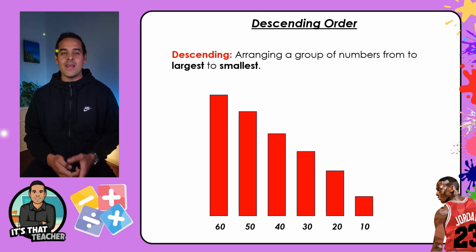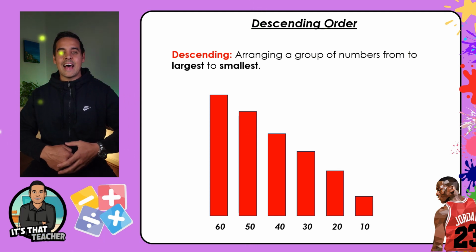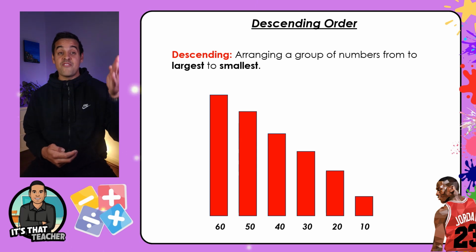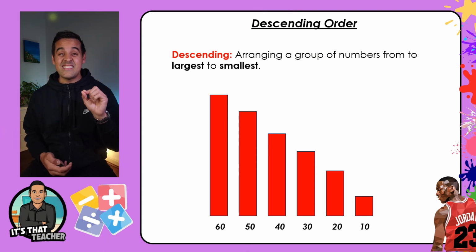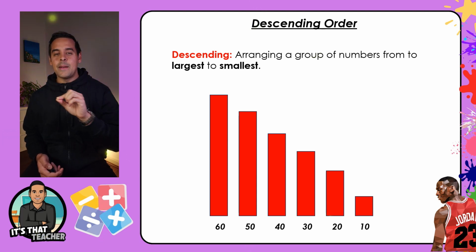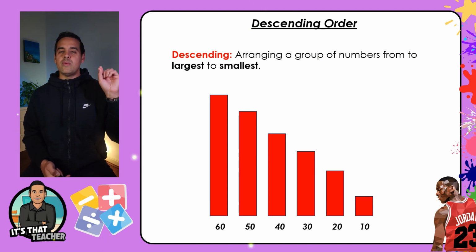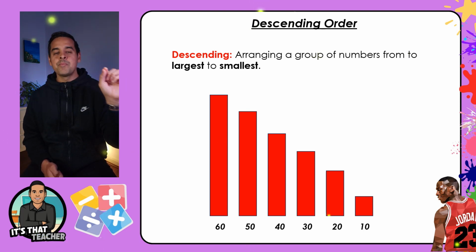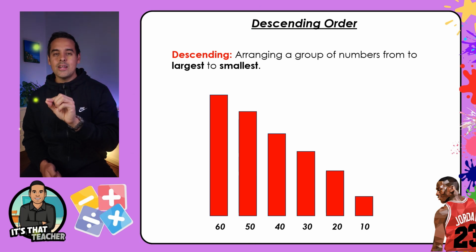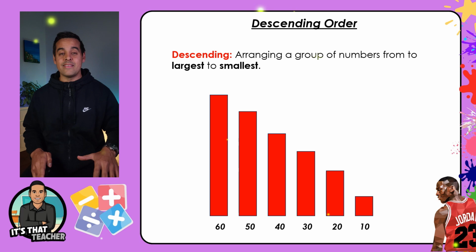Now descending order is arranging a group of numbers from the largest to the smallest. As you can see by the graph in front of you, the largest number is 60. The first number we begin with is 60, and we work our way down from 60 to 50, 40, 30, 20, 10. As you can see, the numbers are decreasing in size. So we start from the largest number and work our way down to the smallest number. That is descending order. It's as simple as that.